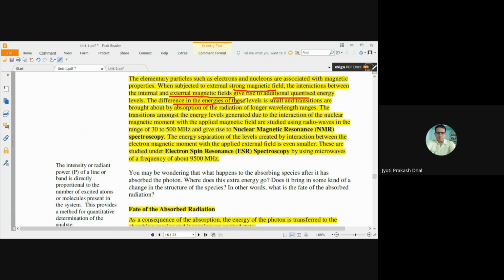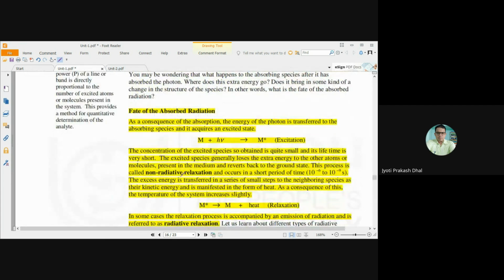The difference in energy of these levels is very small, and the transitions are brought about by absorption of radiation of longer wavelength. The transitions among the energy levels generated due to interaction of nuclear magnetic moment with the applied magnetic field are assigned as nuclear magnetic resonance. So this is for nuclear spin, called nuclear magnetic resonance, NMR, and for electron spin, that is called ESR, which we will discuss in detail later.